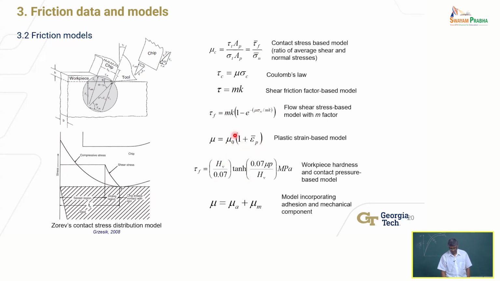Most software that will model it will use some combination of these two here, this type of model, okay? Like a friction factor based model, where the shear stress between the chip and the tool is some factor times the shear yield strength of the material, K, okay? That is the yield strength of the material in shear. Just like yield strength of material in tension and compression, you can also do a shear test and determine the yield strength in shear, okay? That's what this K is.